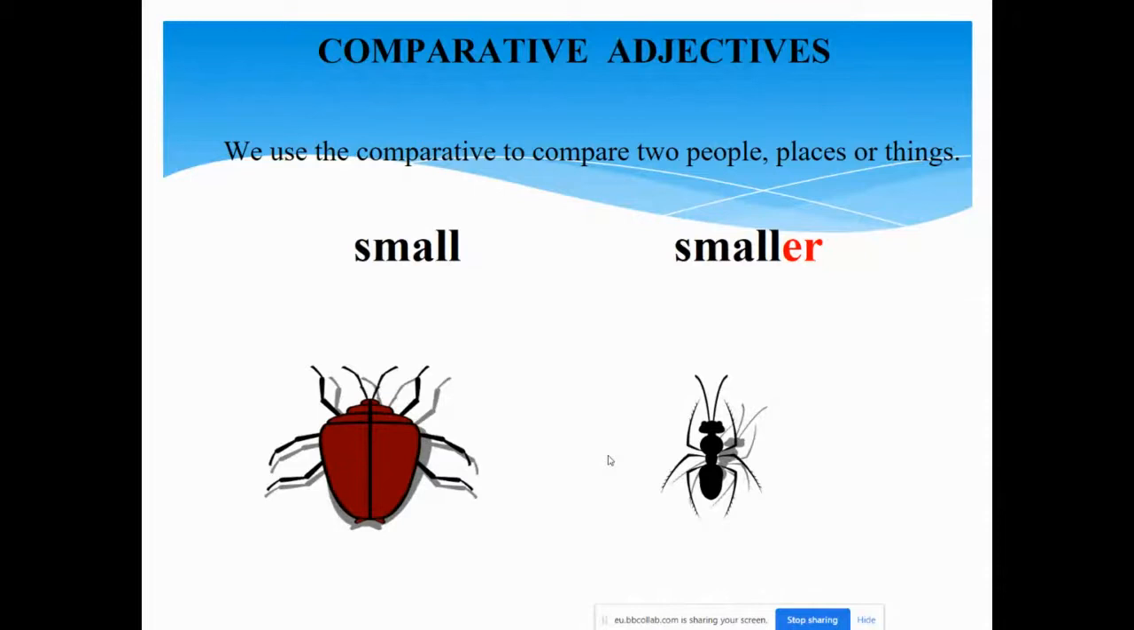Look at the example. Use the comparative to compare two people, places, or things. Like small. So look, small is smaller. So we can say this is a small insect, but the other one is smaller than this one. Okay, so this bug is smaller than the ant. Just look at the ending ER. By adding ER, we can compare these two insects. Small, smaller. You can ask me questions anytime, okay?